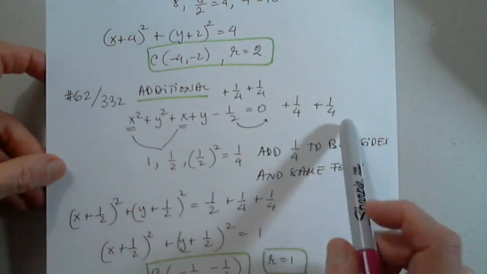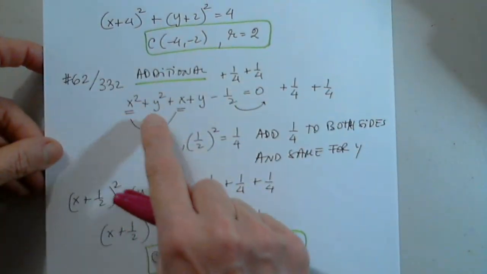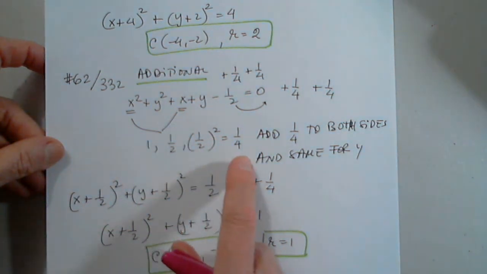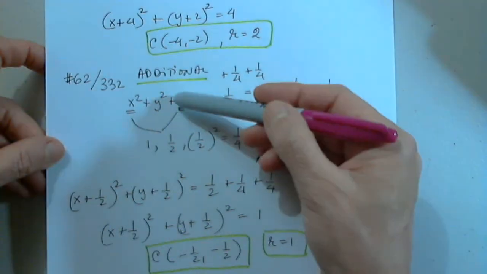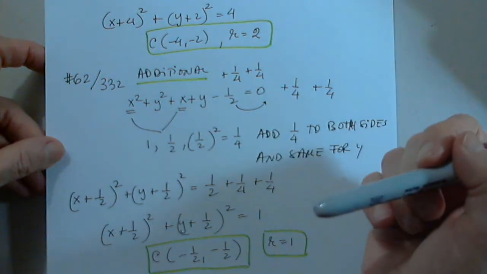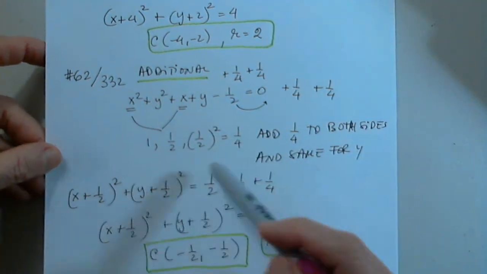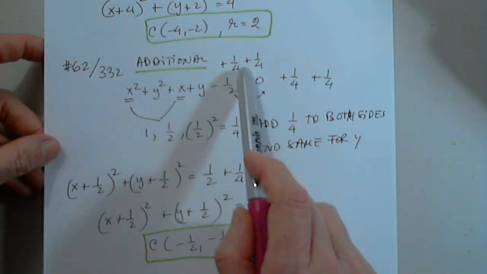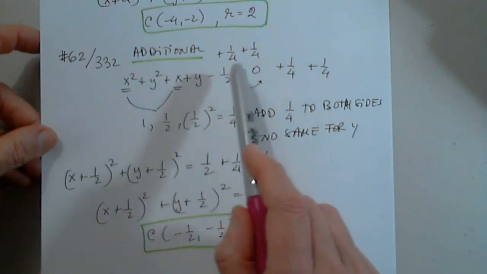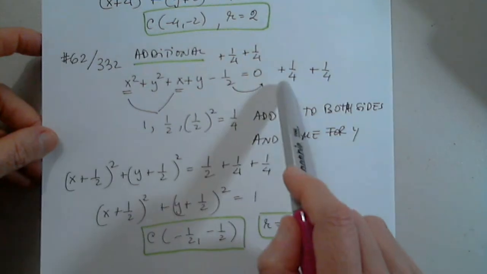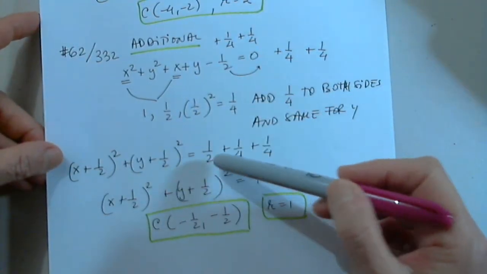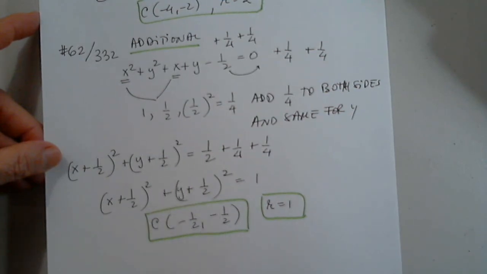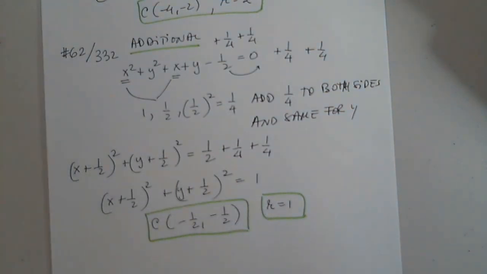So I showed another example in the same way. x squared plus x plus 1/4, because this is slightly more difficult because the middle coefficient is not divisible by 2. Okay, so I have to add 1/4 to both sides. So these 3 are here, these 3 are here. I move 1/2 to the other side. 1/2 plus 1/4 plus 1/4, this is 1. The center, -1/2, -1/2, and the radius is 1.